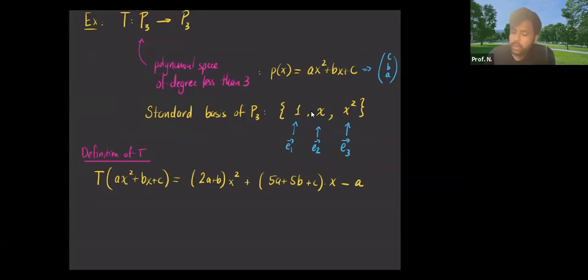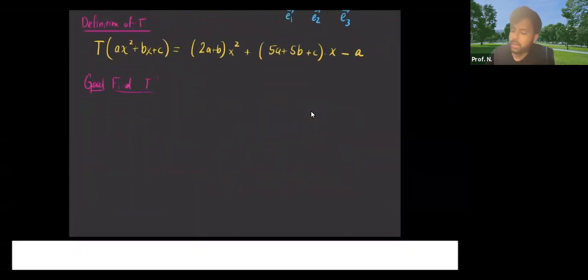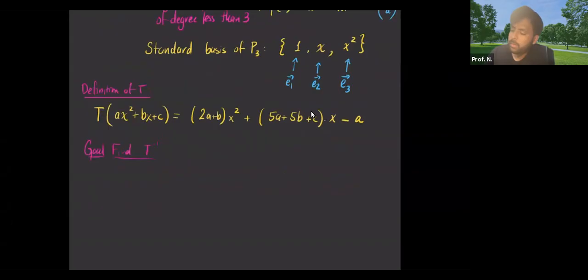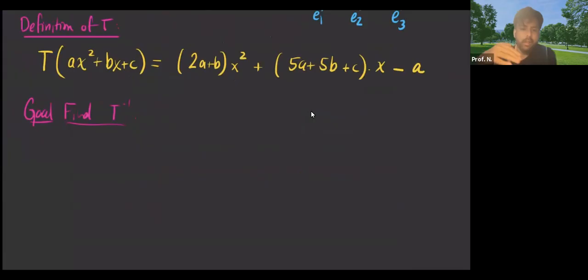And what we want to do is find our goal. What's our goal? Is to find T inverse. I want to know what T inverse is. What is the transformation that takes my range and gives me back the element in the domain? What is that transformation that reverts back, or that undoes this rule?